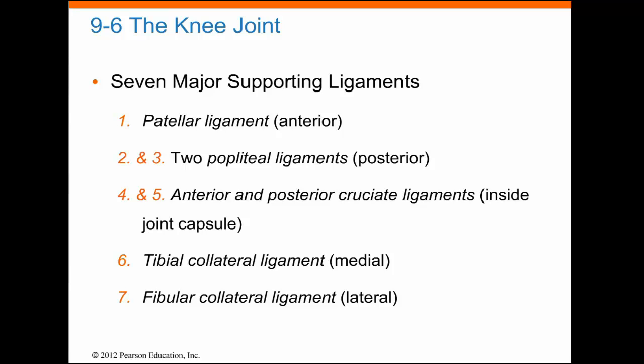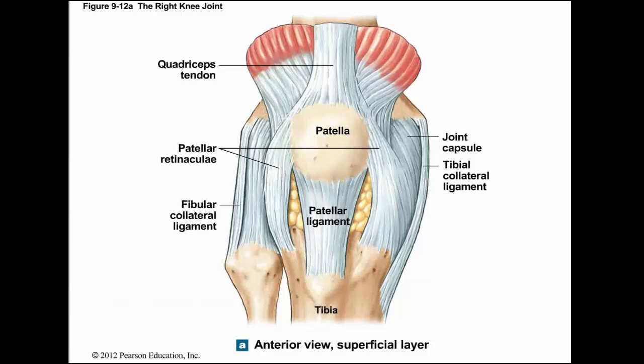Their foot is stopped, but the rest of their body has kept moving, and it has torn the anterior cruciate ligament from it being attached to the other bone side. So they'll need surgical repair of that. You've also got the tibial collateral ligament on the medial side and the fibular collateral ligament on the lateral side. So let's have a look at those now.